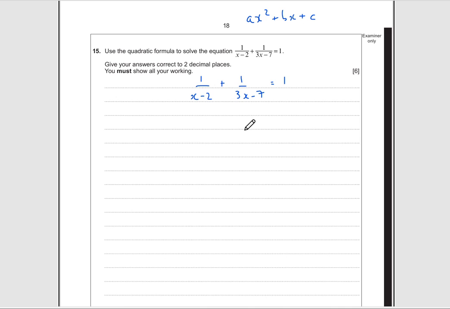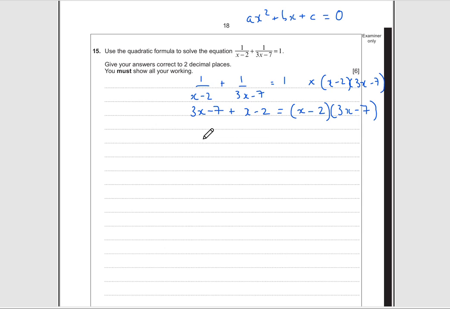So what I want to do first of all is get rid of these denominators. That should be equal to 0 there. So I'm going to multiply the whole thing by x minus 2, 3x minus 7, which is going to cancel out the x minus 2 here. So I'm going to get 3x minus 7 plus, so my 3x minus 7 is going to cancel here. So I'm going to get x minus 2, and that's going to be equal to x minus 2 times 3x minus 7.